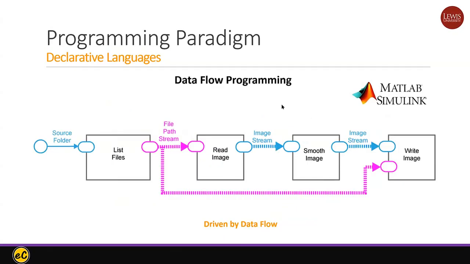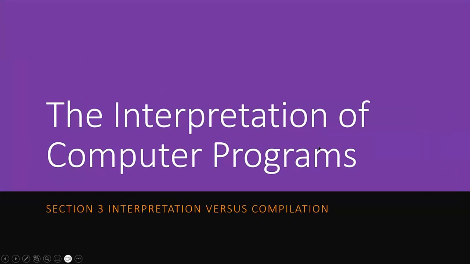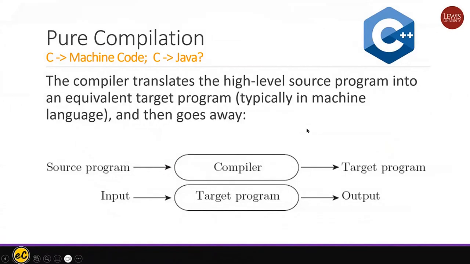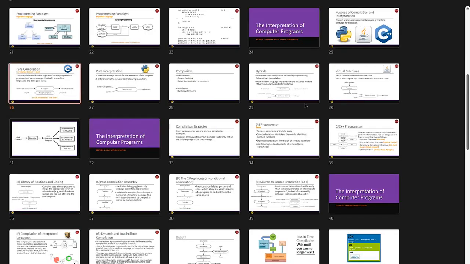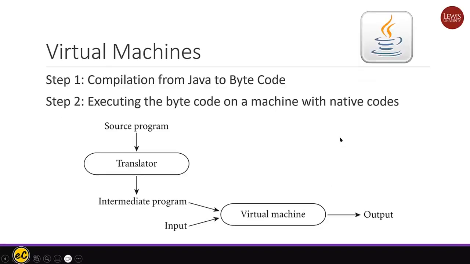Because you may also learn data science or machine learning later, the data flow idea you also need to learn. You need to learn what is data flow programming. And then we'll talk about the interpretation of computer programs: what is a compiler, what is an interpreter. And you also need to learn what a virtual machine is.